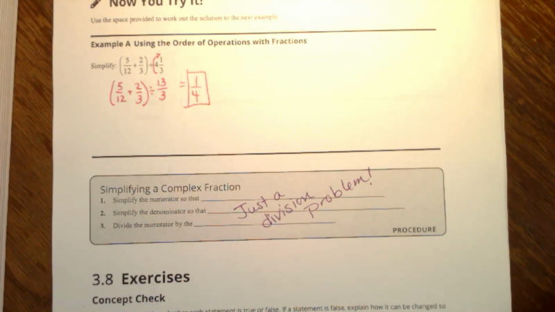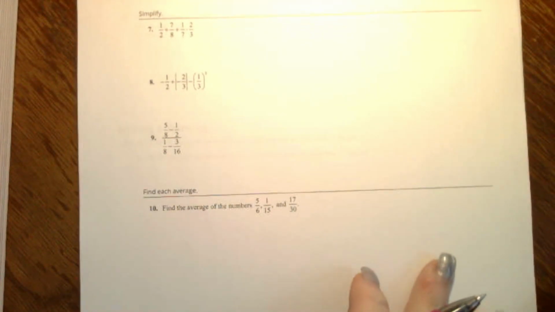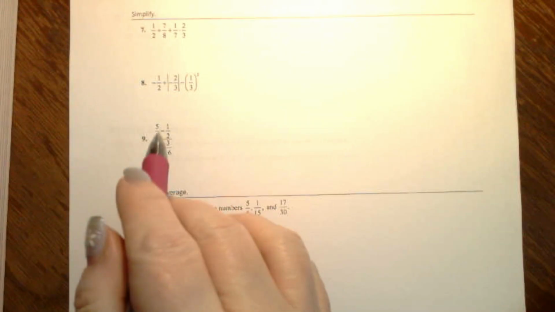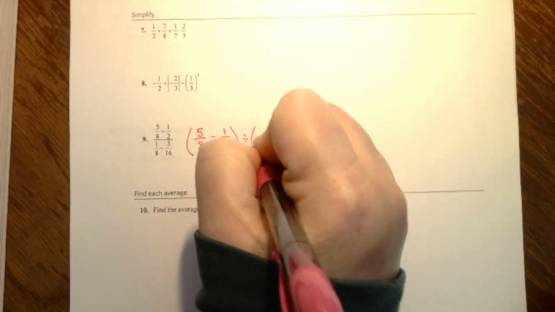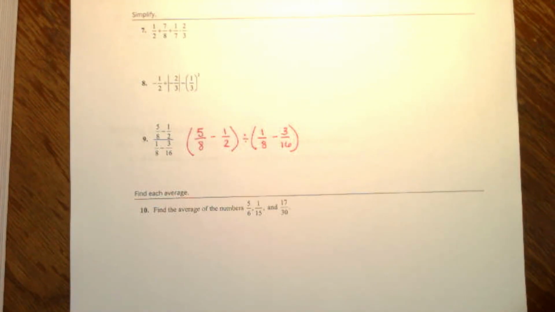Simplifying a complex fraction. A complex fraction is just a division problem. You can see a complex fraction if you look at problem number 9 on the next page. It looks all big and complex, no pun intended, but all it is another division problem because this means division. So you could write 5 over 8 minus 1 over 2 in parentheses divided by 1 over 8 minus 3 over 16 in parentheses, and it's the exact same thing.